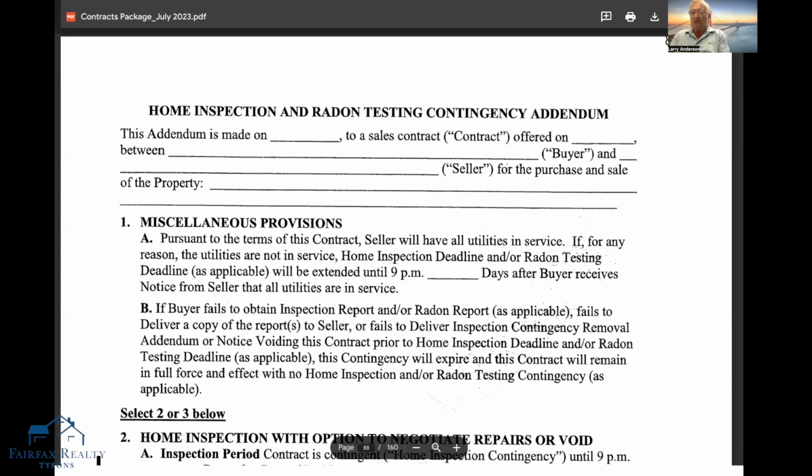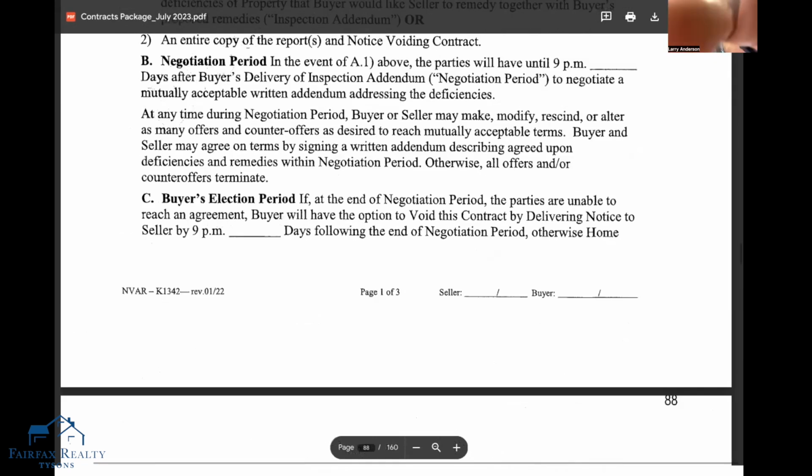Today, we're going to continue on from what we did 2 weeks ago. We looked at paragraph 9 of the sales contract when it comes to condition of the property. Today, we're going to talk about the home inspection contingency addendum and removal form, and answer any questions you might have about that. So this is the home inspection contingency addendum form.